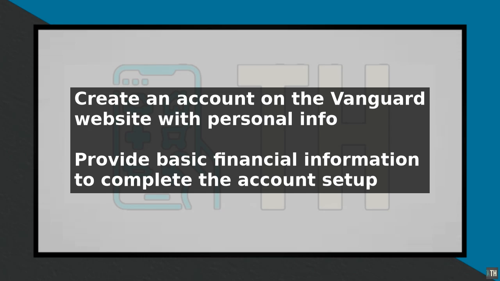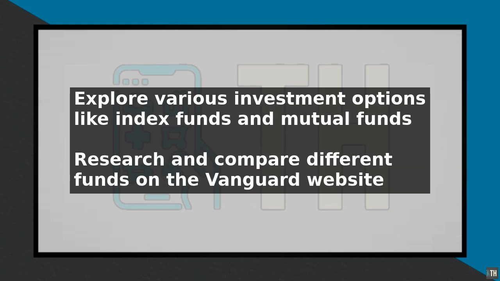This can be done by providing some basic personal and financial information. Once your account is set up, you can begin exploring the various investment options available. Vanguard offers a range of index funds, exchange-traded funds, and mutual funds. Index funds are a popular choice as they track a specific market index, such as the S&P 500, and provide broad diversification and low costs.